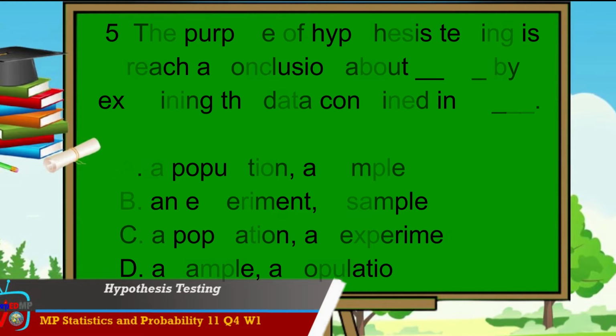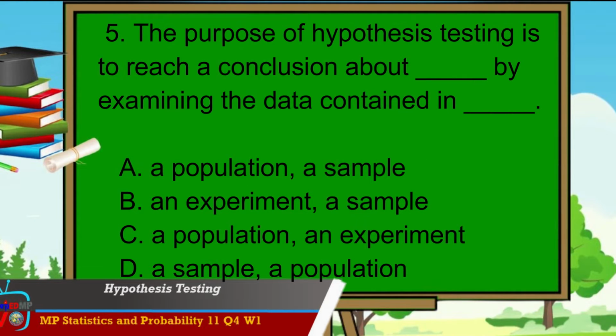Number 5. The purpose of hypothesis testing is to reach a conclusion about blank by examining the data content in blank. Letter A. A population. A sample. Letter B. An experiment. A sample. Letter C. A population. An experiment. Letter D. A sample. A population.